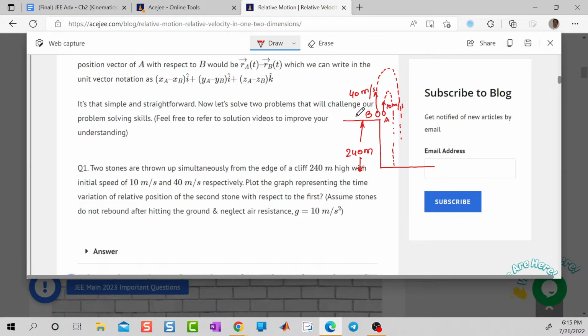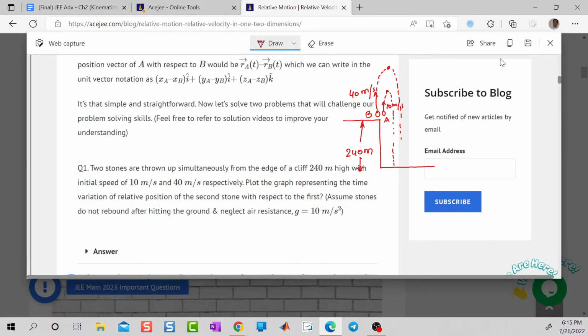There are different ways you can think about that. You can use the S equals UT minus half GT square equation. You can think about which one reaches their topmost point first, right? That also depends on the initial velocity. Obviously, A with the 10 meter per second will reach the topmost point first and will start to fall from that point in the downward direction. B with the speed of 40 meters per second will climb higher, will take more time to reach the highest point, and then it will start to fall.